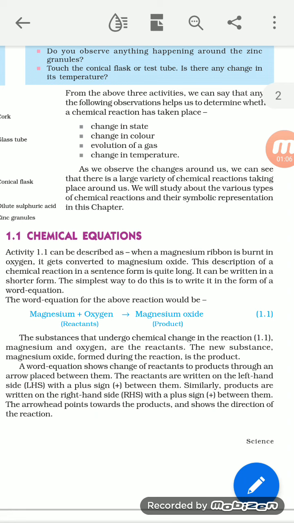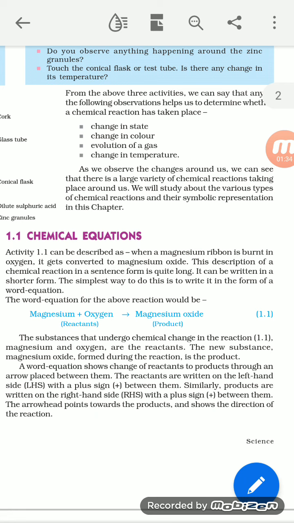So it can be written in a shorter form. Nowadays everyone uses shorter forms; you also use shorter messages in your messengers. Like this, we can write a chemical equation in a shorter form. The simplest way to do this is to write it in the form of a word equation. So how can we shorten it? With the help of a word equation. A word equation means words are used in the equation.